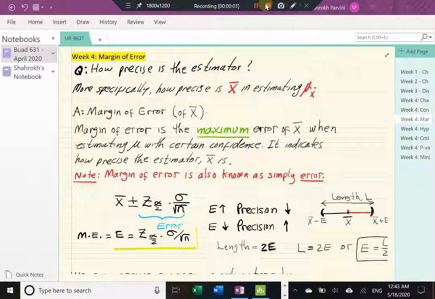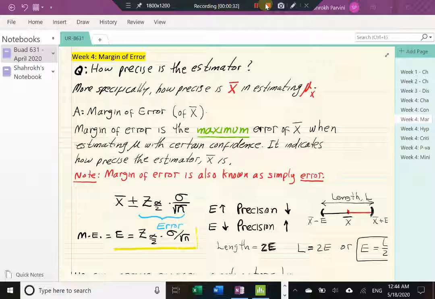Okay, so let's talk about margin of error now. In our previous lecture, I talked about confidence intervals. We actually saw a couple of examples of constructing confidence intervals. Now, the question might be, how reliable is this confidence interval that we have constructed? How good is it? So the question that needs to be addressed is, how precise is our estimator?